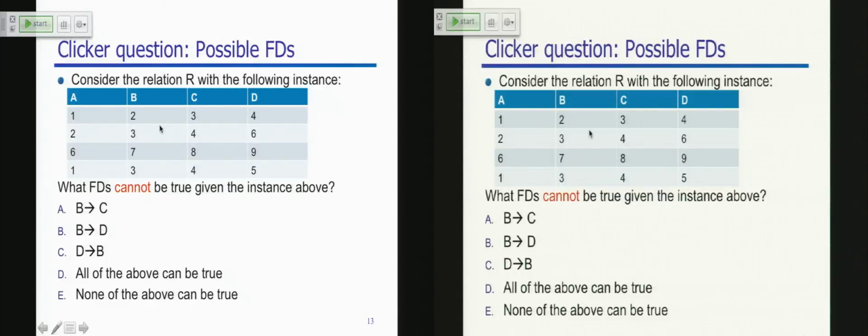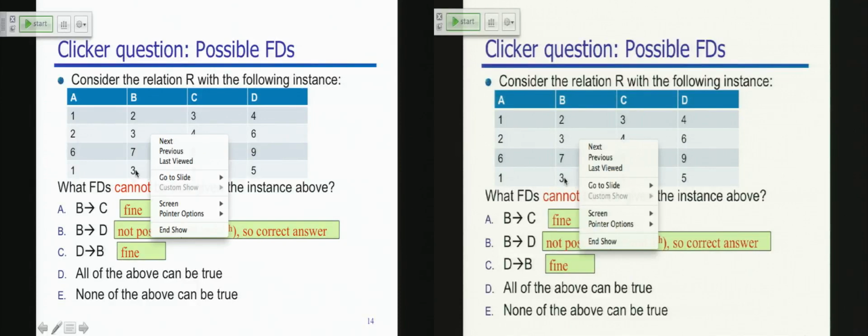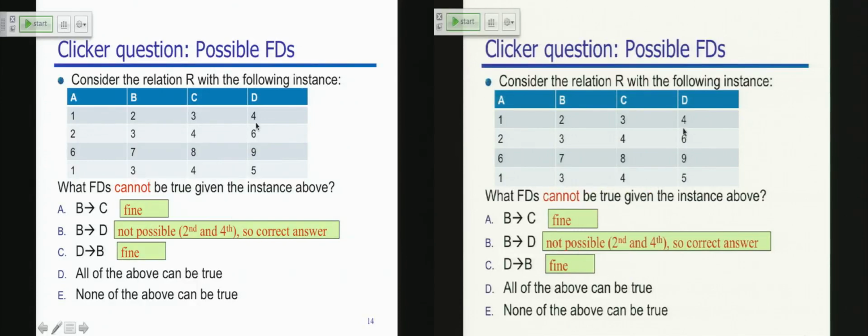What about B to C? So I have two 3s here, and both of these have value 4. But B to D cannot be possible because the two values I have for 3 are giving me different values in my D, which could not be true. Either both of these need to be 3.6 or both of these need to be 3.5. Any questions?